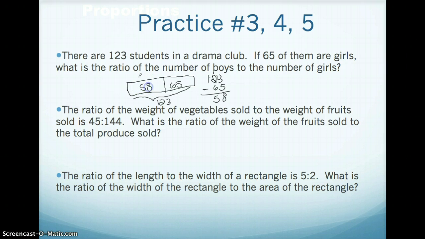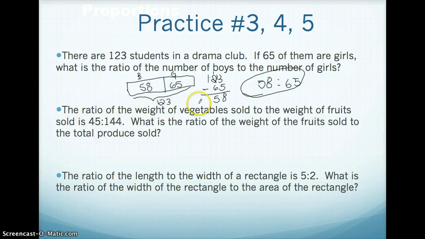And I didn't label like you should. So this is boys and this is girls, right? So then it's asking, what is the ratio of the number of boys to the number of girls? Well, we know now that there are 58 boys and 65 girls. So our ratio is now 58 to 65. All right? Can circle it because we know that that is our answer. Let's try the next one.